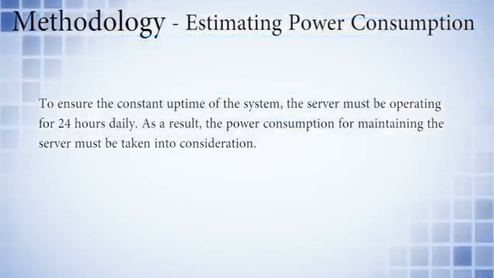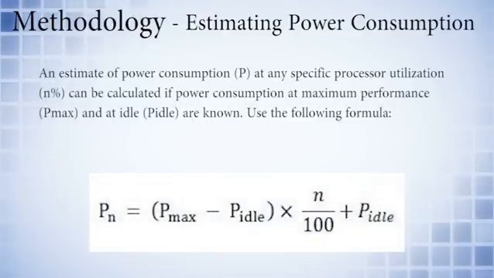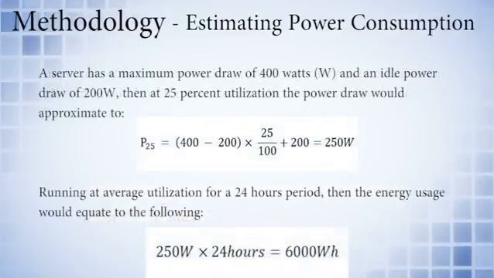To ensure the constant uptime of the system, the server must be operating for 24 hours daily. As a result, the power consumption for maintaining the server must be taken into consideration. An estimate of power consumption at any specific processor utilization can be calculated if power consumption at maximum performance and at idle are known, using the following formula. A server has a maximum power draw of 400 watts and an idle power draw of 200 watts. Then at 25% utilization the power draw would approximate to 250 watts. Running at average utilization for a 24 hour period, the energy usage would equate to 6,000 watt-hours.